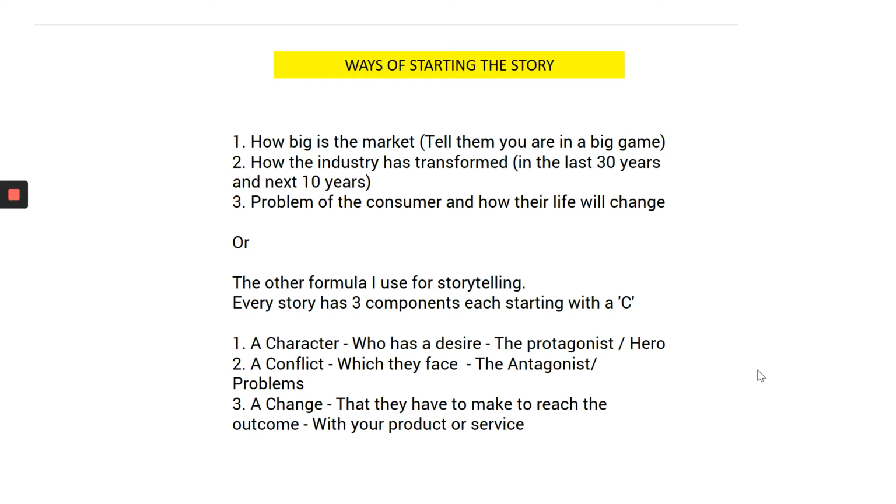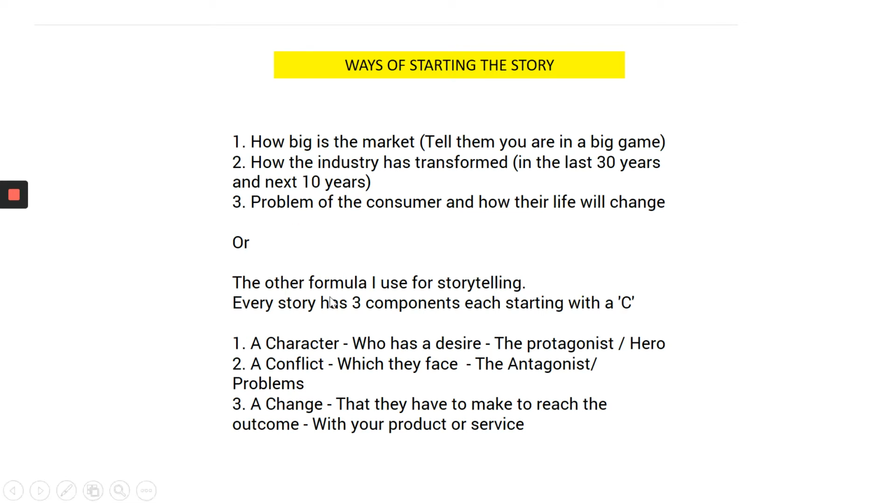It's all about the story we tell the investors. They buy great stories. So there are two ways of starting the story. One is to tell them how big the market is, to tell them that you are in the big game, and how the industry has transformed in the last 30 years and how it will look in the next 10 years. So what are the innovations which have happened and are expected to happen? And what is the problem of the consumer and how will their life change if they start using the product? So this is one formula.